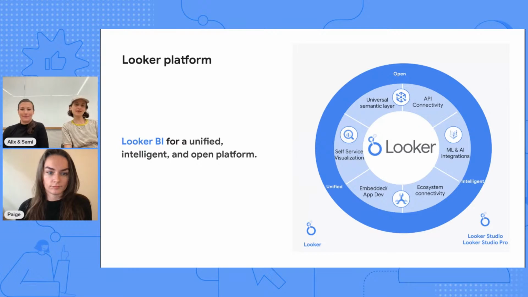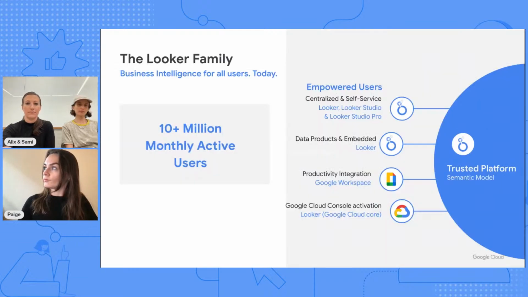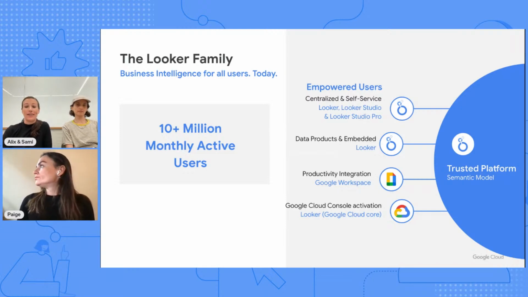Hey everyone, I'm Sammy. I'm also a Cloud BI CSM here at Looker and Google. And Looker is an enterprise BI platform that provides the foundation to access trusted data and empower users, going beyond the traditional BI landscape with machine learning and AI integrations, a universal semantic layer, and API connectivity. The Looker BI family includes Looker, Looker Studio, and Looker Studio Pro. And so now that we are a part of the Google family, we can still leverage the Looker semantic layer through other Google products, such as Google Workspace, and even activate the product now via the Cloud Console.